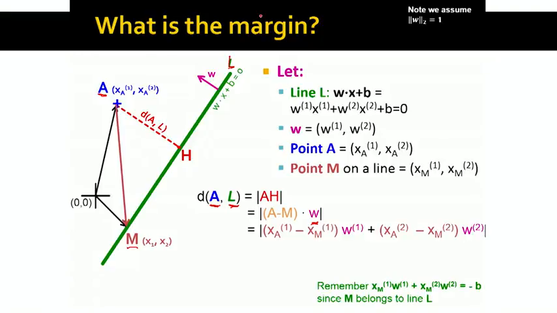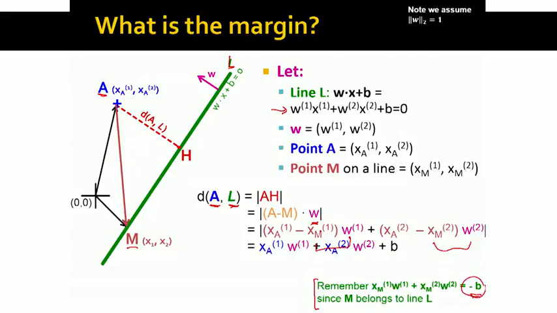But now we can expand the difference of vectors A and M. If we do this, we get x sub A1 minus x sub M1 times w1, plus x sub A2 minus x sub M2 times w2. Now if we distribute the w inside, there is one important thing we have to remember: point M belongs to the line. How is the line defined? The line is defined up here, which means that x sub M1 times w1 plus x sub M2 times w2 equals minus b. So if we take these terms and sum them together, their value should be minus b.